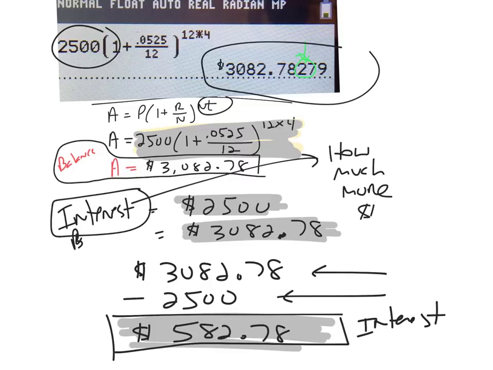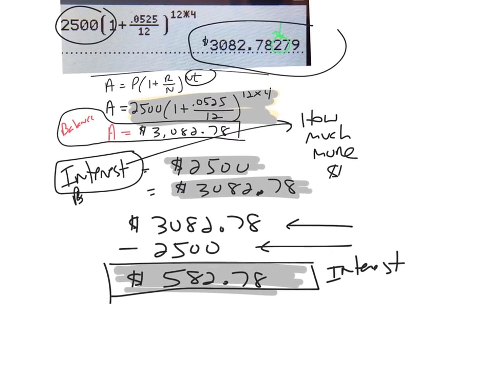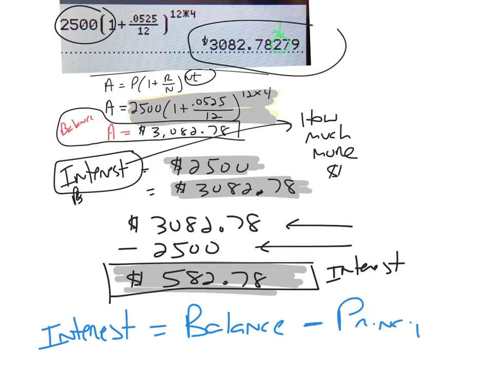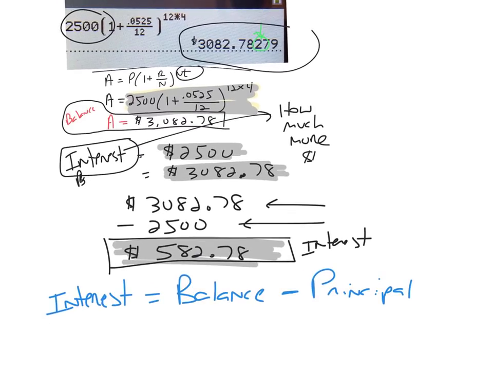Now I choose to think about these questions in terms of, okay, how much more money do you have? That's what the interest is. But if you want a formula for how you calculate the interest in a bank account, it equals the balance, how much money you have at the end of the time, minus the principal. The interest is equal to the balance minus the principal. That's what we did. We took the balance of that $3,082.78 and we subtracted how much we deposited, 2,500, and that's how we came up with the interest.